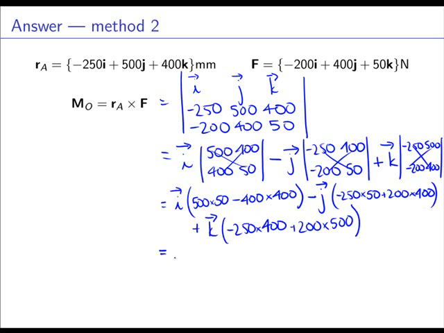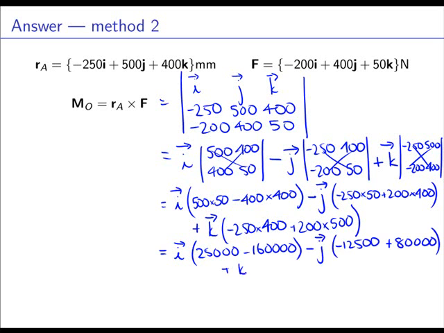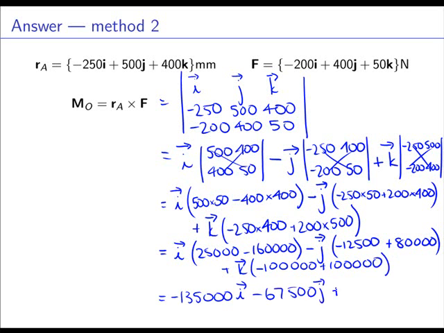And that is equal to i times 25,000 minus 160,000, minus j times minus 12,500 plus 80,000, plus k times minus 100,000 plus 100,000, which is minus 135,000 i minus 67,500 j plus 0 k. And we must remember to write down the units, newton millimetres.